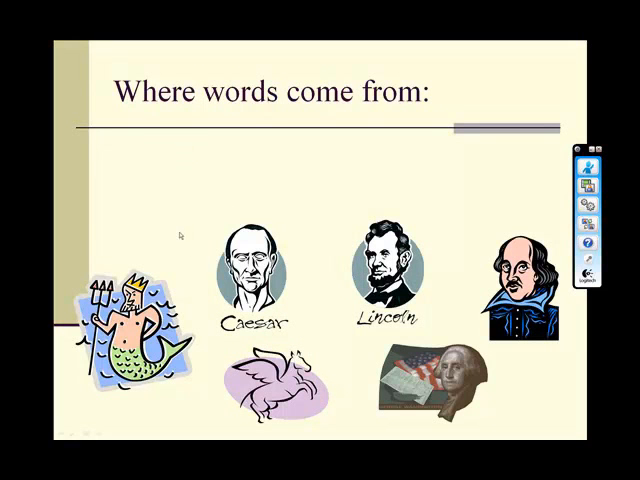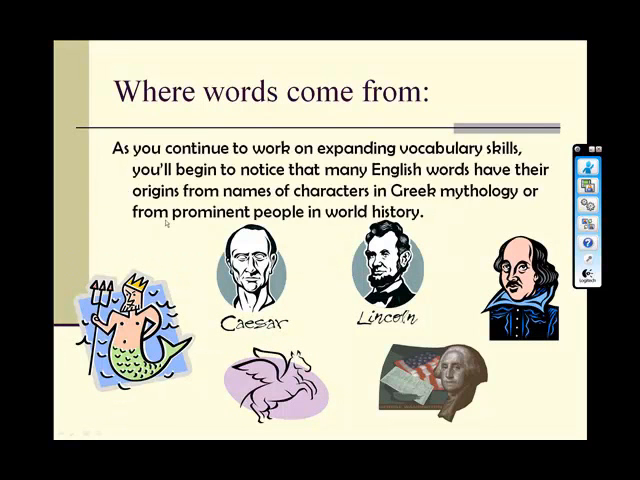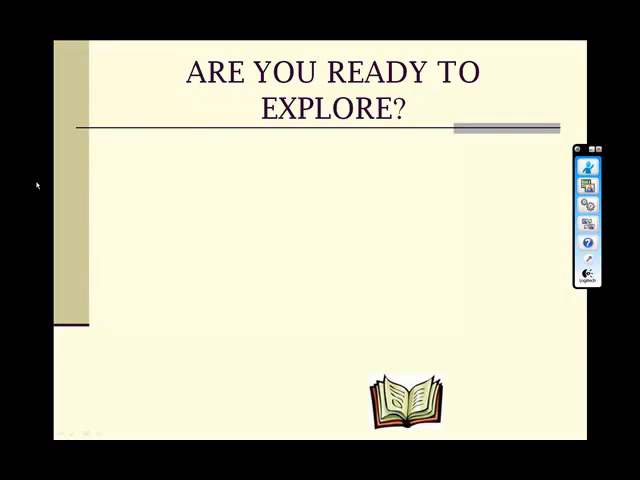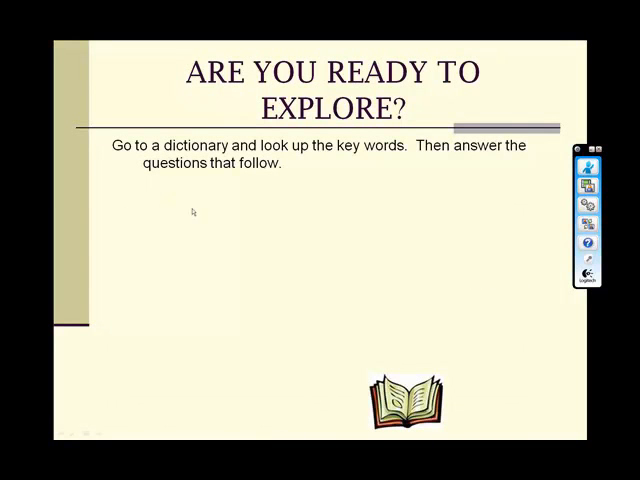Where do words actually come from? As you continue to work on expanding vocabulary skills, you begin to notice that many English words have their origins from the names of characters in Greek mythology or from prominent people in world history. Are you ready to explore? Go to a dictionary and look up the keywords, then answer the questions that follow.